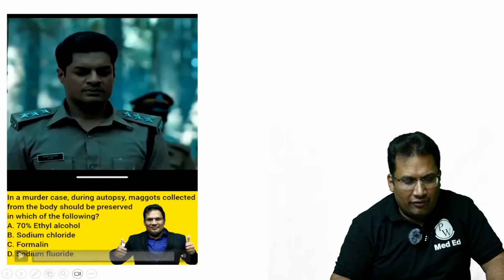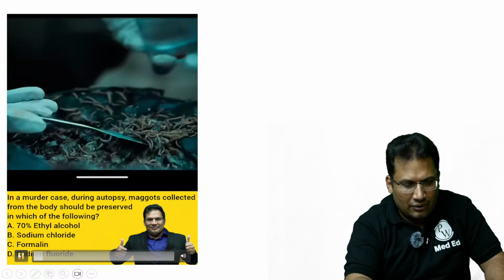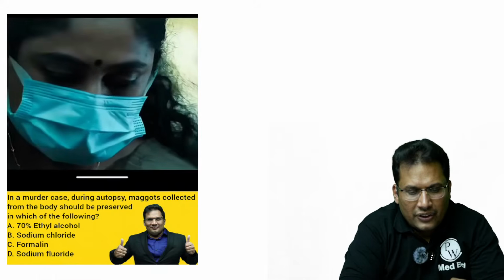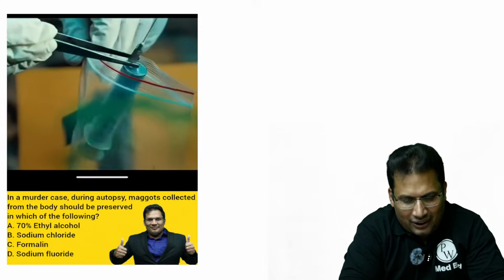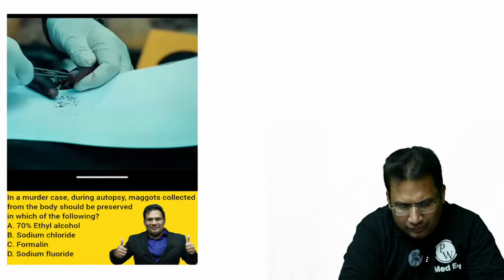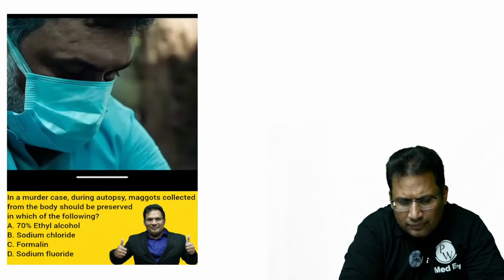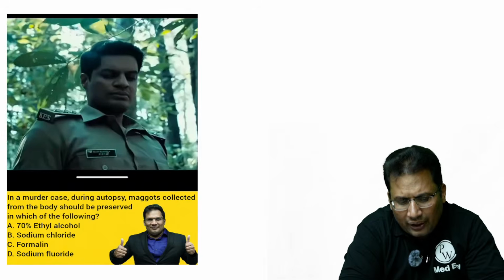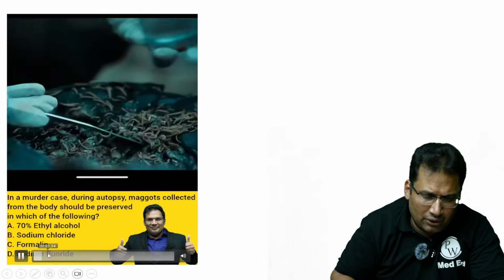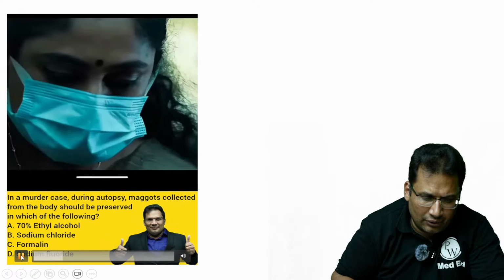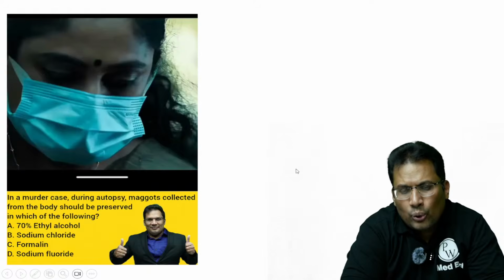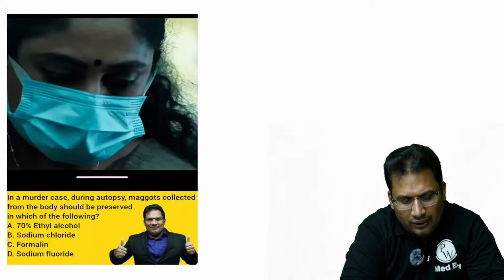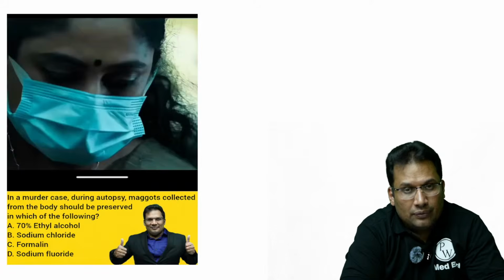Then look at this video and try to answer. This is a case of maggots. In a murder case, during autopsy, maggots are collected from the body, should be preserved in which of the following? Which of the following? So options are ethyl alcohol, sodium chloride, formalin, sodium fluoride.